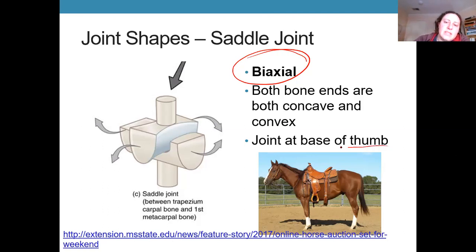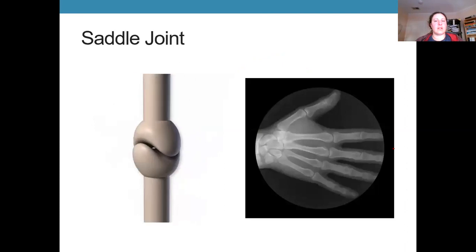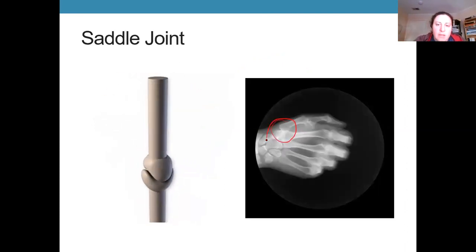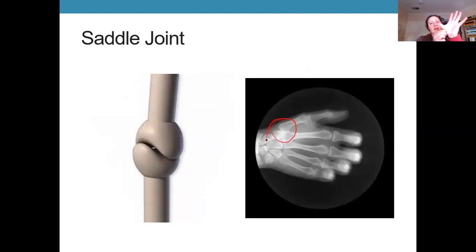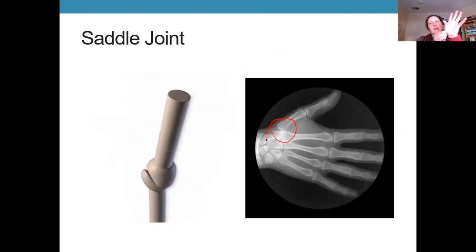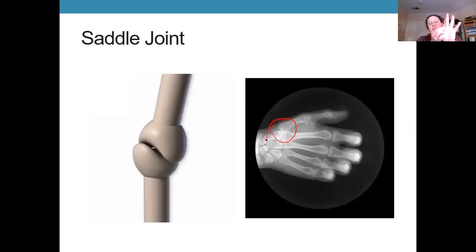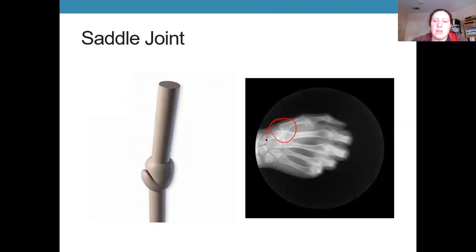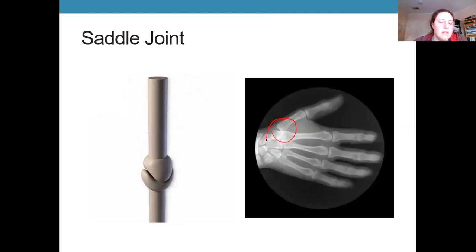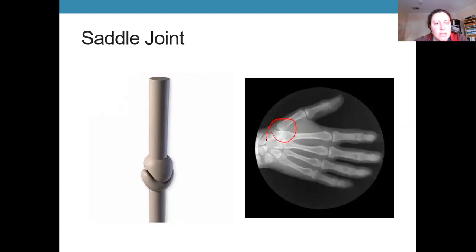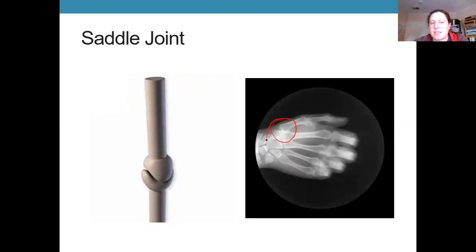The best example of a saddle joint in the body is actually the joint at the base of the thumb. So here is the joint that we're talking about. So it gives you a slightly different type of movement than what we have at the knuckles. And that's your GIF showing you what saddle joints can do. So you can see we get the same planes of movement, but it happens in a slightly different way.